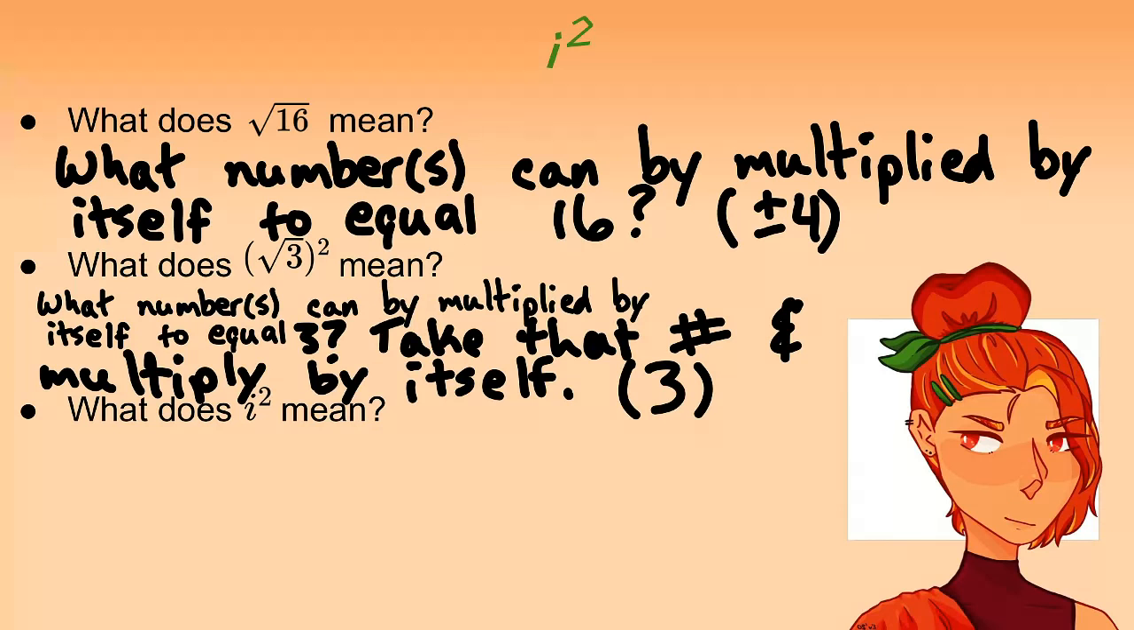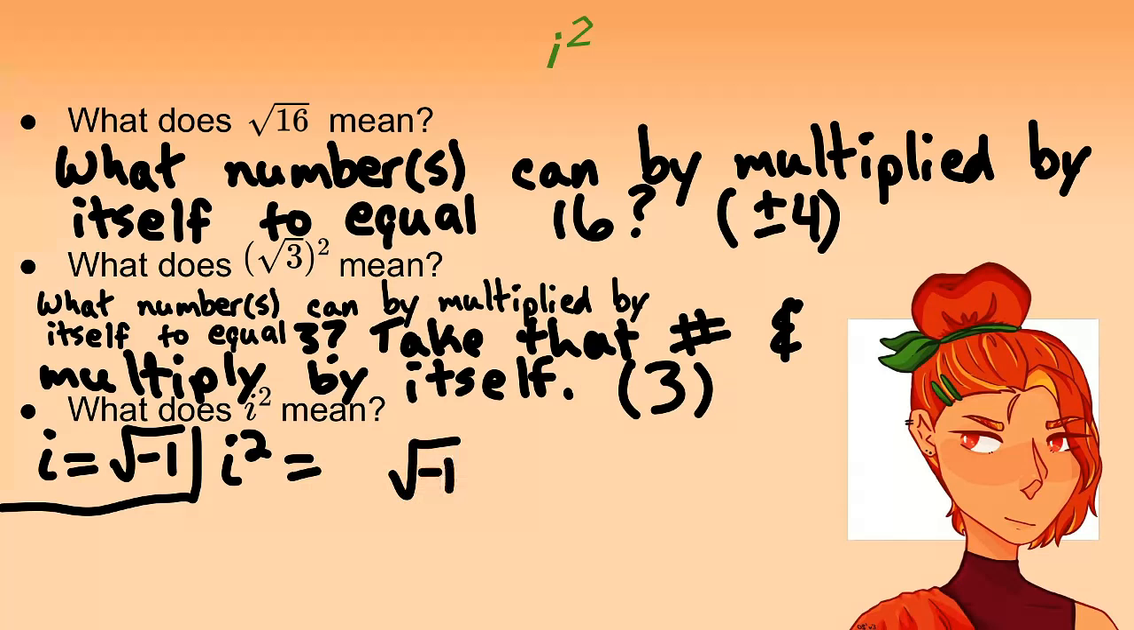So then the thing that we're really getting at here is what does i squared mean? Well, remember that i is equal to square root of negative 1. So i squared is equal to square root of negative 1 squared. Well, when we look up here, we had square root of 3 squared, and here we have square root of negative 1 squared. So what should the answer be? It's kind of unintuitive, maybe. It's negative 1. So check that out.